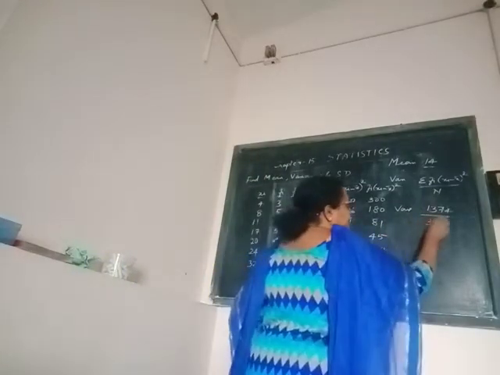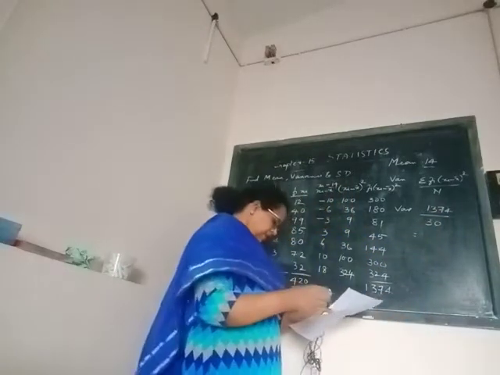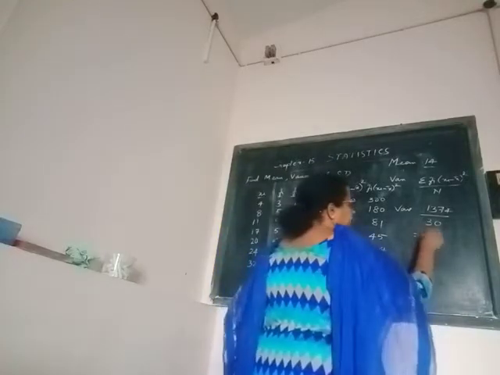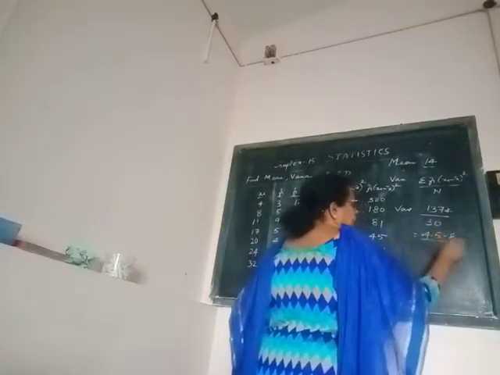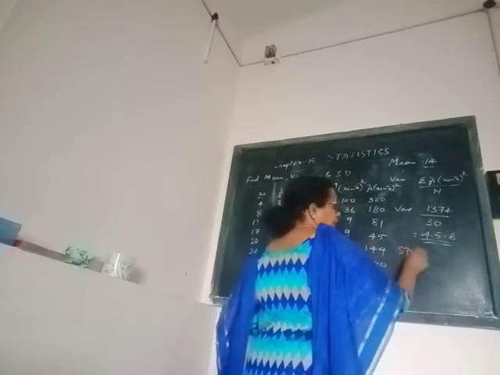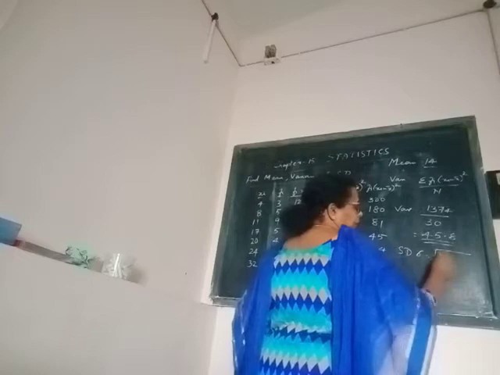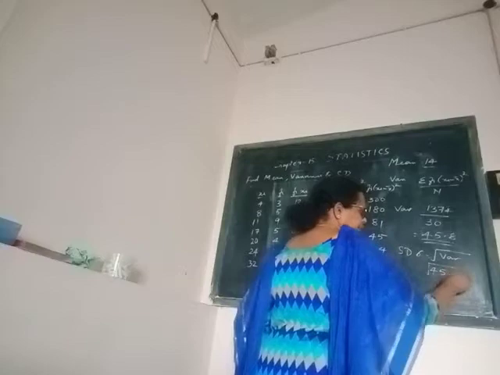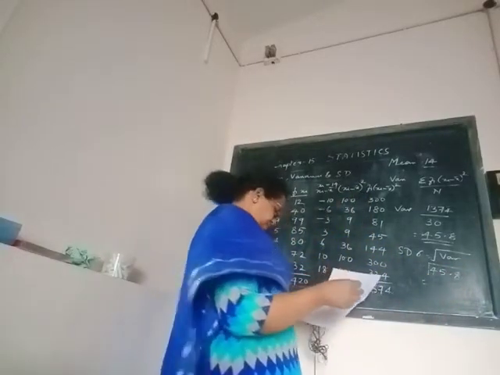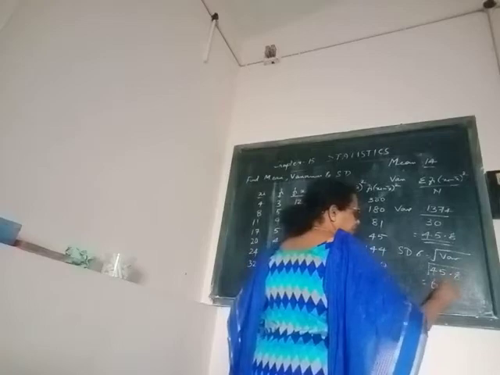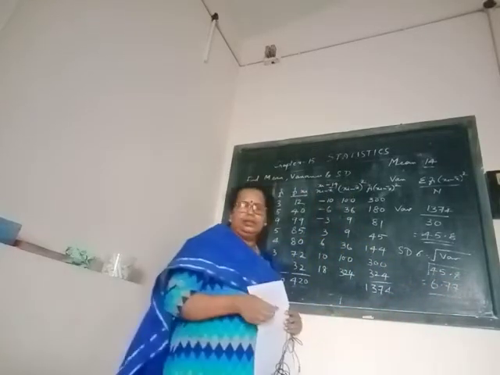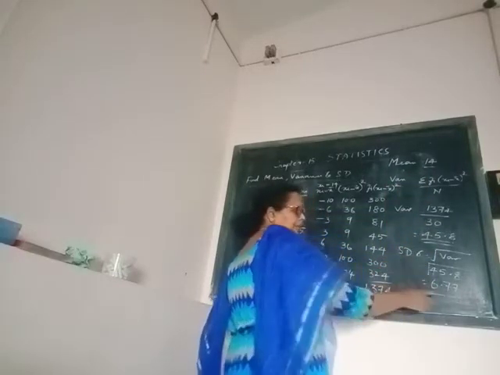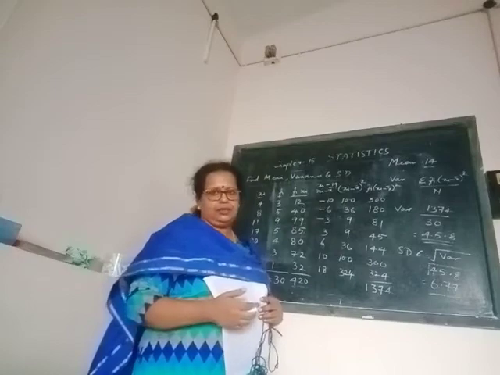30. So 1374 by 30 is the variance, and when we calculate we will get 45.8. Then standard deviation sigma is the root of variance, the root of 45.8, and we will get 6.77. So we got mean as 14, variance as 45.8 and standard deviation 6.77.